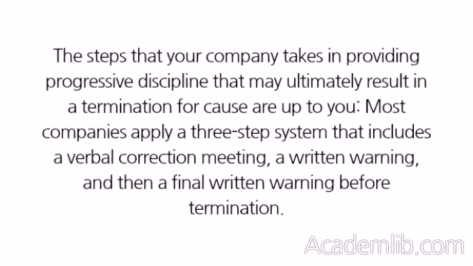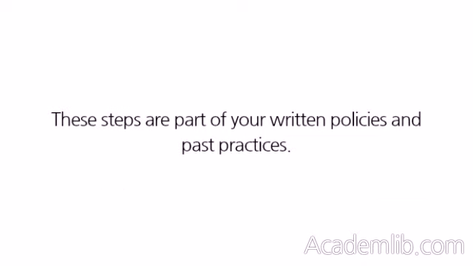The steps that your company takes in providing progressive discipline that may ultimately result in a termination for cause are up to you. Most companies apply a three-step system that includes a verbal correction meeting, a written warning, and then a final written warning before termination. These steps are part of your written policies and past practices.